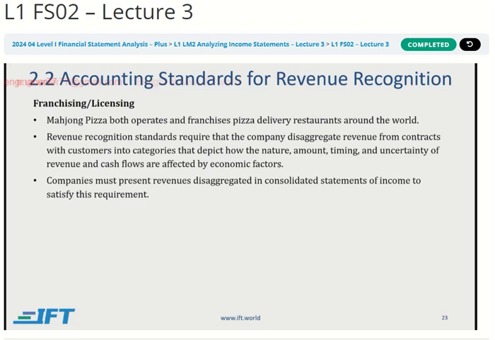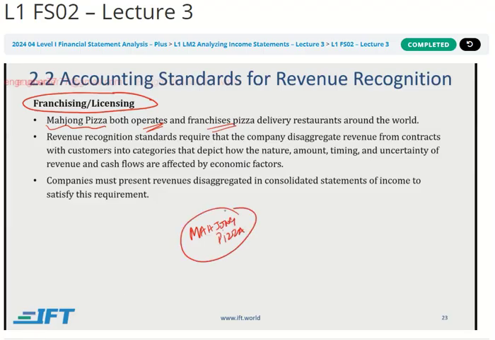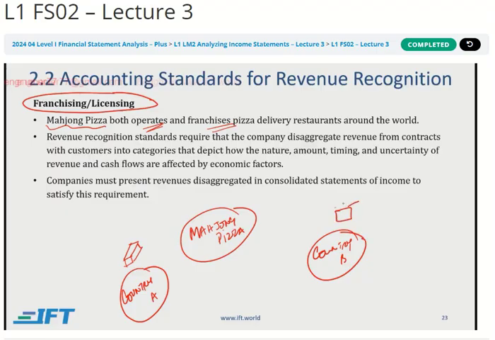Okay, now let's move on to another example, and here we're going to look at a franchising versus licensing business. So this pizza company, it is both operating as well as franchising pizza delivery restaurants around the world. So let's say this is Mahjong Pizza, and let's say in country A, they have their own outlets, right? They have their own outlets. But in country B, they are not having their own outlets. They are doing a franchising model.